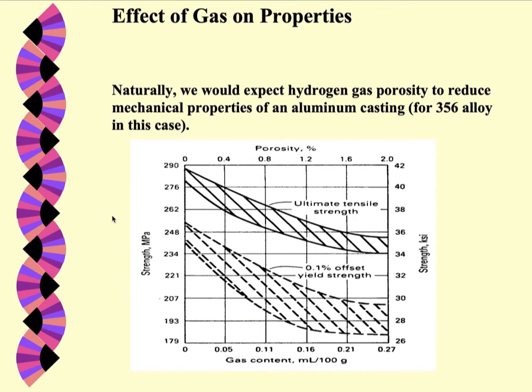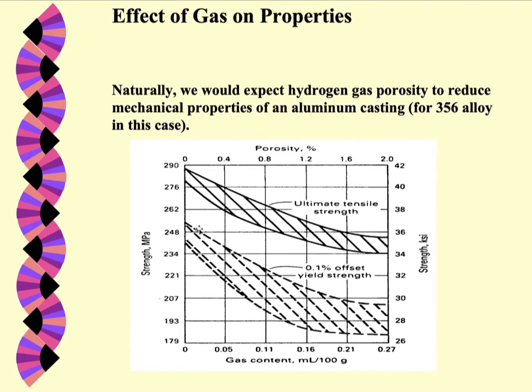So if we have pores in our casting, it's going to reduce the mechanical properties because you've got an area where there's no metal, so it's not going to be able to withstand any force. The hydrogen gas that formed the bubble has no strength. So essentially, as we increase the gas content and the porosity percentage, the ultimate tensile strength comes down, and so does the yield strength.